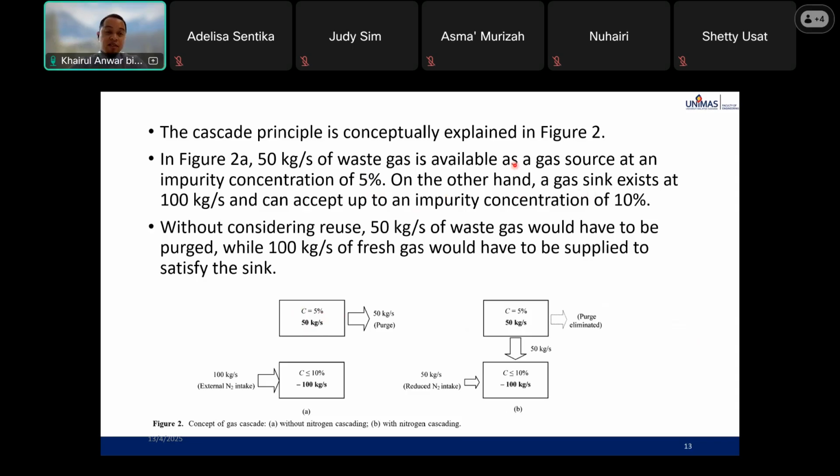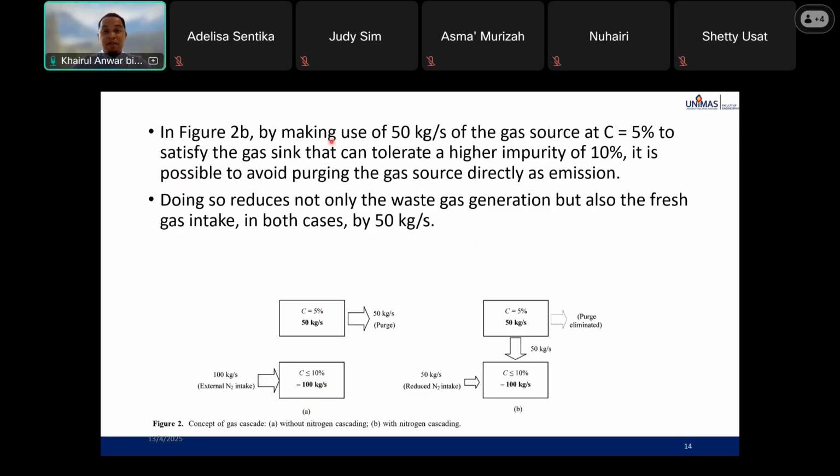10%. So if we don't consider the reuse of the 50 kg per second of waste gas, we have to purge this one, while we need to add 100 kg of fresh gas to satisfy the sink for this process. So by cascading in figure 2B, by making use of this 50 kg per second at 5% to satisfy the sink that can accept a higher impurity of 10%, it is possible to avoid purging the gas source directly as emission, and doing so reduces not only the waste gas generation but also the fresh gas. So here the required fresh gas is only 50 kg, which is what we do.